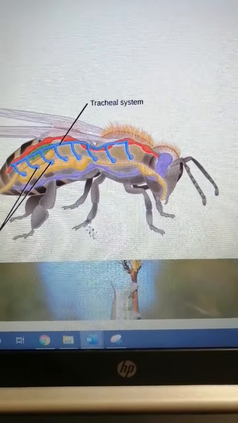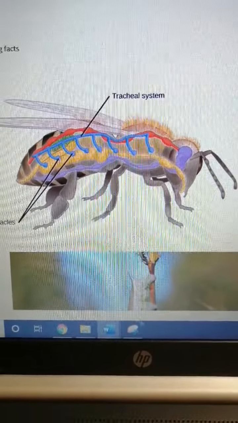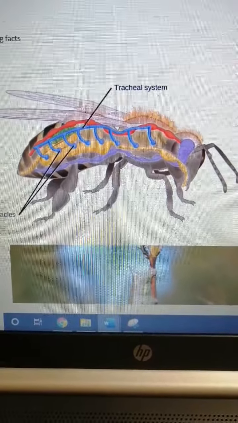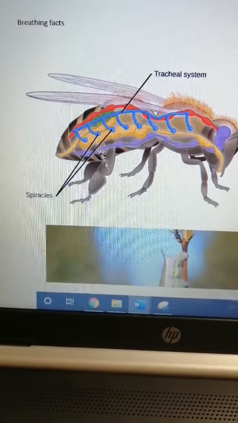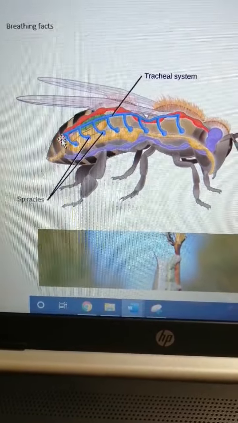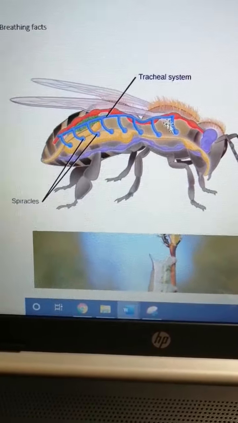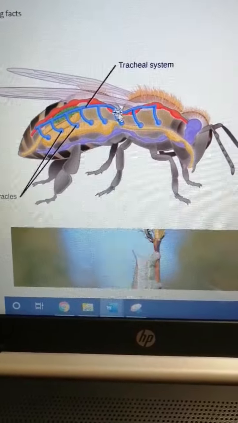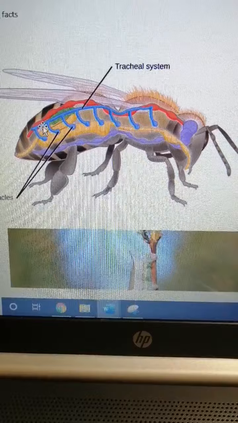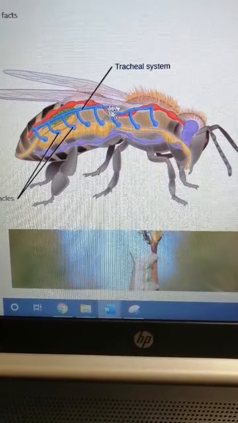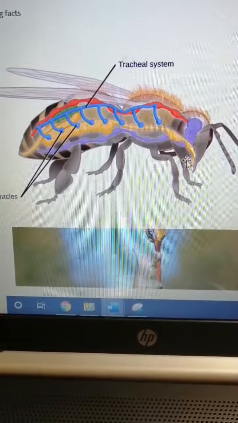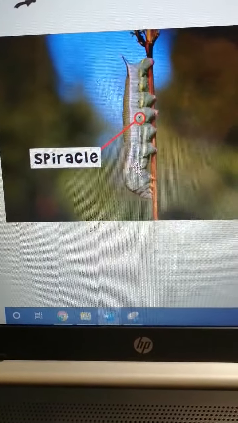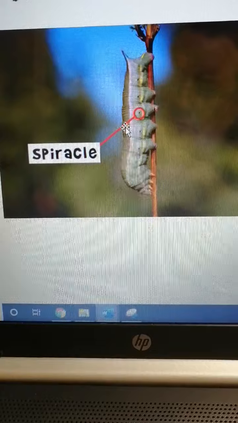So the difference between humans and insects is that insects have little holes on the side of their bodies called spiracles, and that's where they breathe in, and then the air goes through a tracheal system. It's like a pipe-like organ. Instead of lungs, they have this pipe-like organ, and that's how they breathe, so not through the nose.